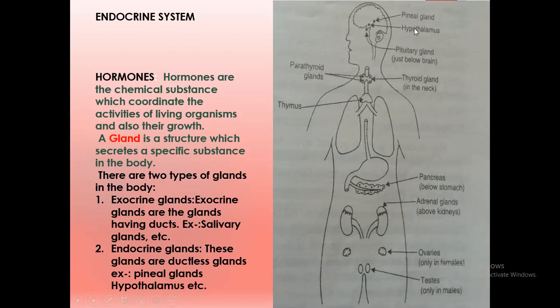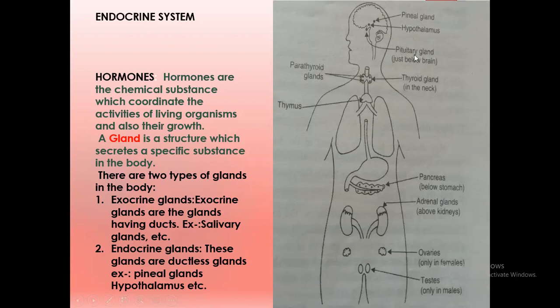Pineal gland. This pineal gland is responsible for the regulation of melatonin. This pineal gland secretes a hormone, and this hormone controls the melatonin. Hypothalamus. The hypothalamus is present in the brain and produces releasing hormones that are also known as inhibitory hormones. The function of these hormones is to control the functioning of the pituitary gland.